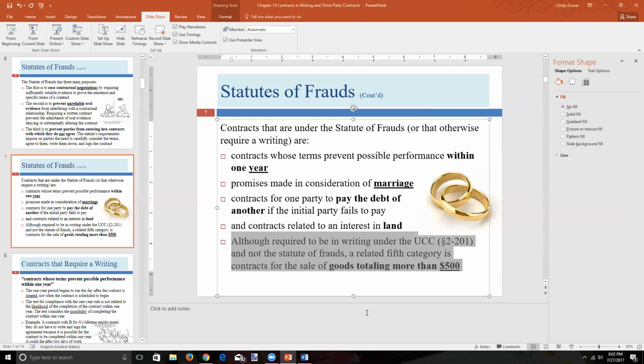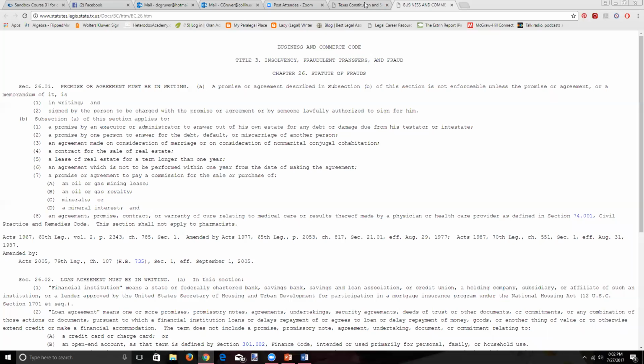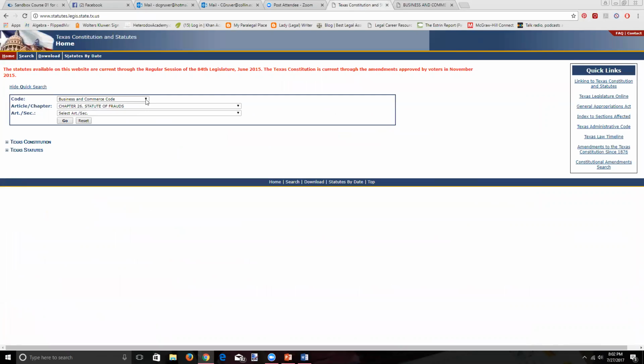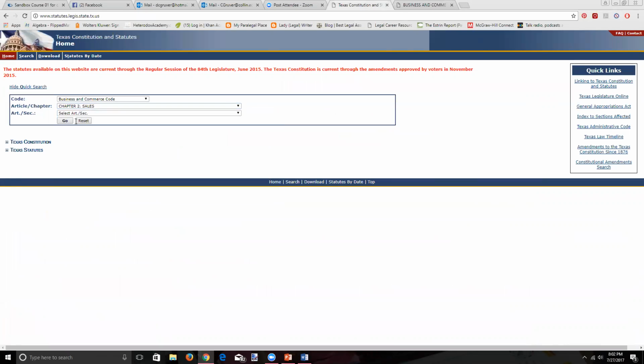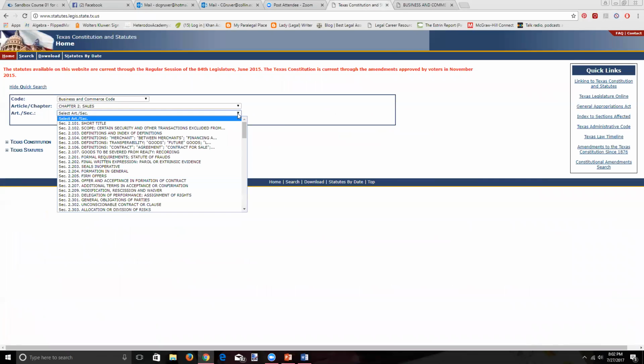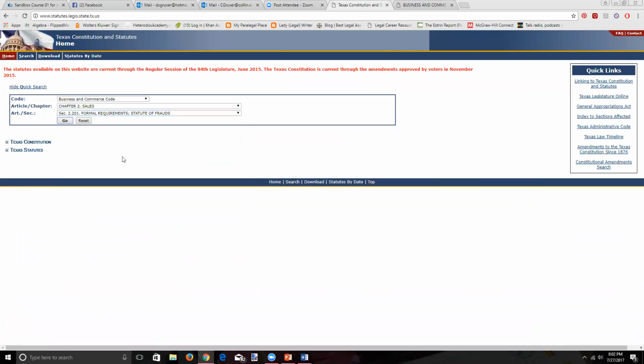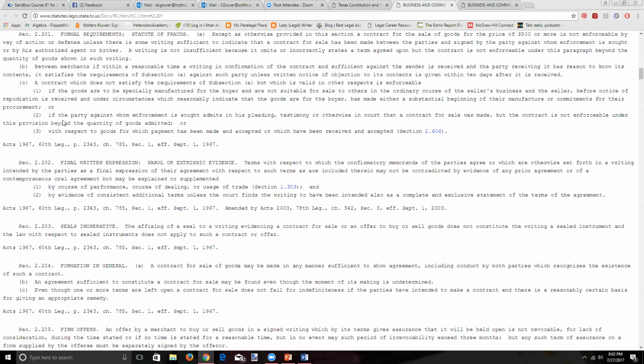Let's go ahead and pull that up so we can see what that looks like in Texas. So I'm going to go back to here. I'm going to look under Chapter 2, which is our UCC sales section. And here we have, right here, goods to be severed from real property, 201, Formal Requirement, Statute of Frauds. Let's go look at that.